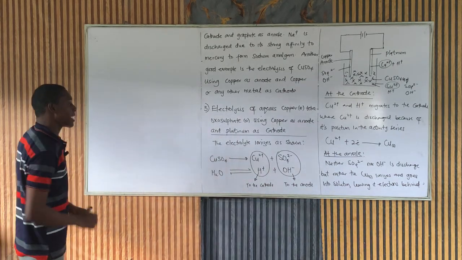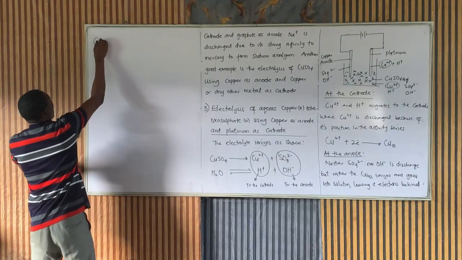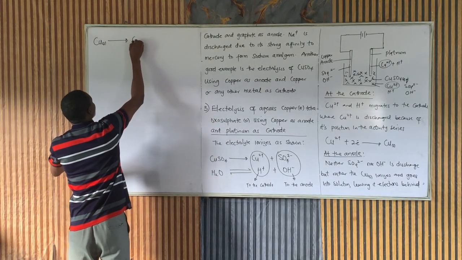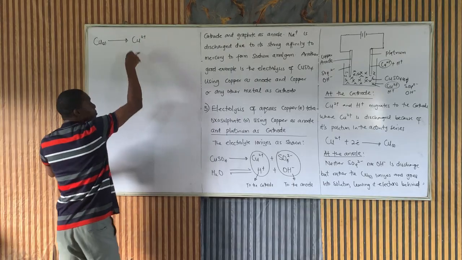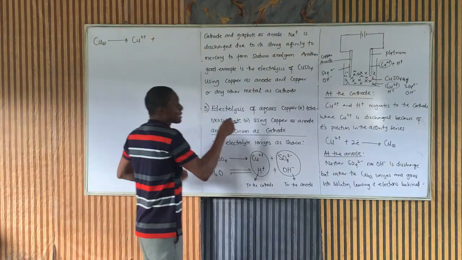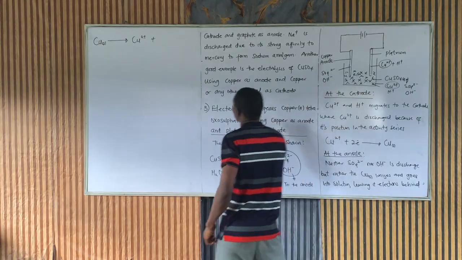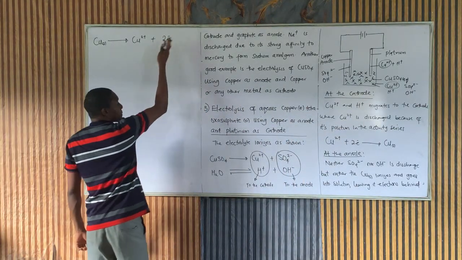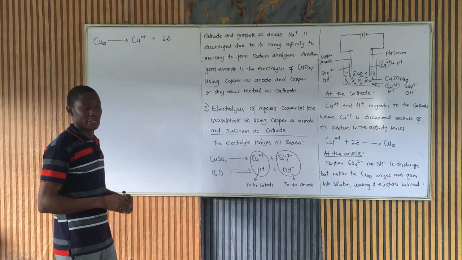And so what happens here is that copper, which is the anode, ionized, turned to ion, Cu2+, and this ion moves straight down into the electrolyte to go and meet the other copper it is seeing, and then give out its electrons. And this process is known as oxidation because electrons are lost.